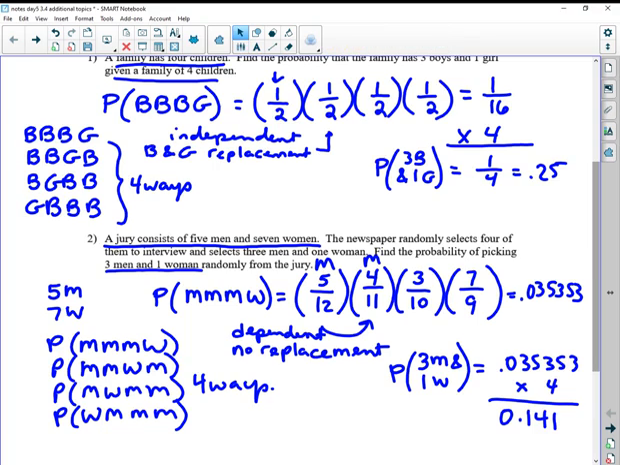So it's going to be really important if we can identify if a problem has replacement or no replacement. We can determine if it's a dependent or an independent situation, and that's going to help us with our probability.